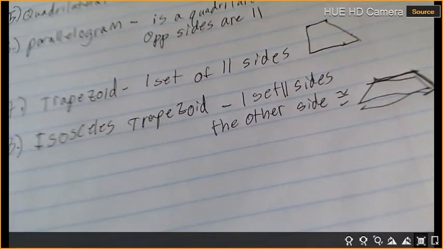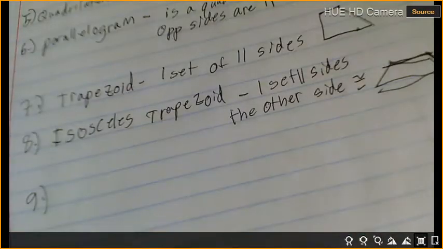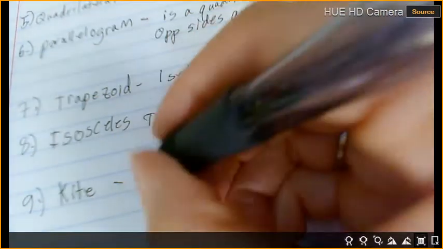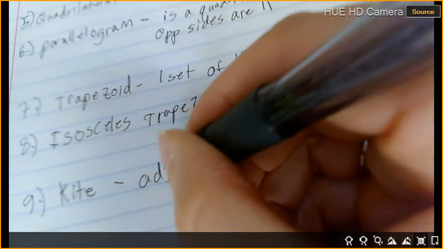All right. Number 9. Number 9 is a rectangle, correct? Kite. Oh, kite. Kite. Adjacent sides are congruent. What does adjacent mean again?